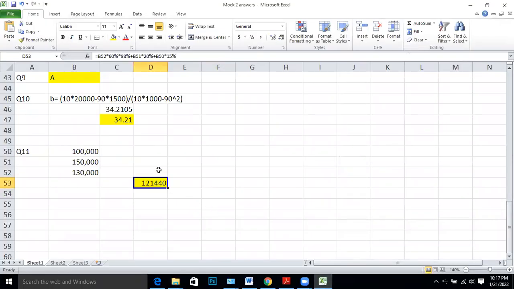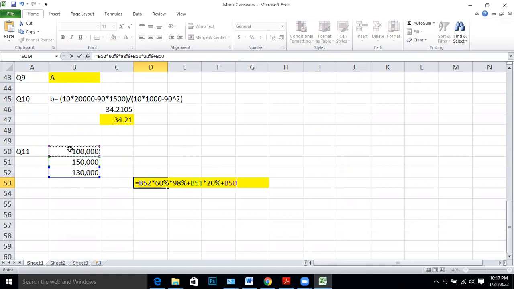There was a disruption in the recording, so let me redo this part. From August, you get 60%, but there's a 2% settlement discount. Therefore, you have to multiply by 98% each. From the previous month, you get 20% each. From the month before that, you get 15% each.